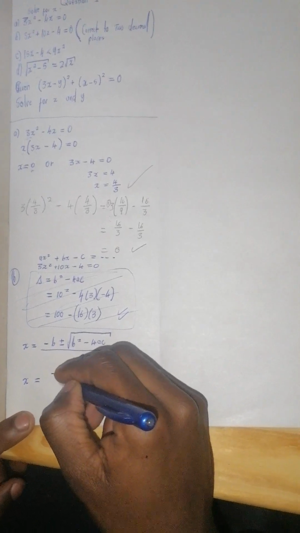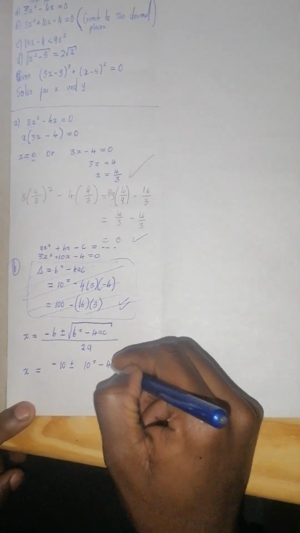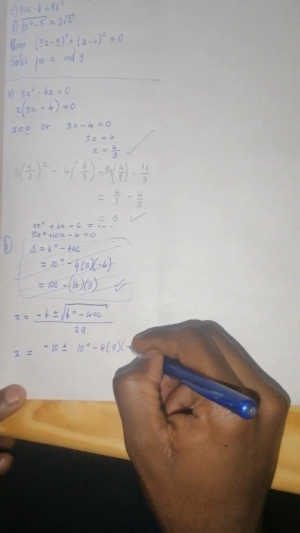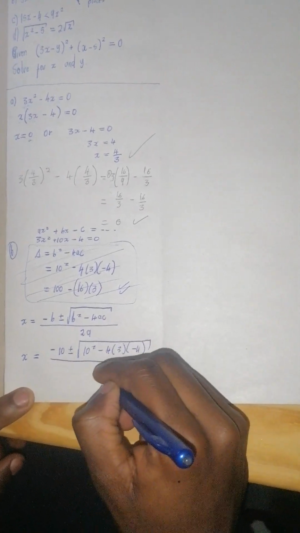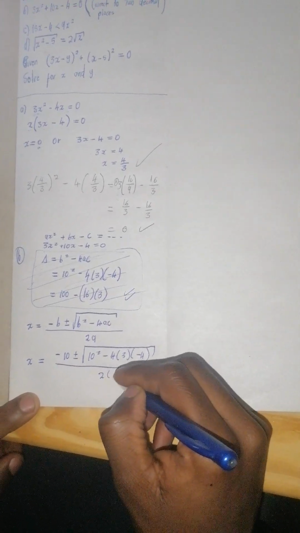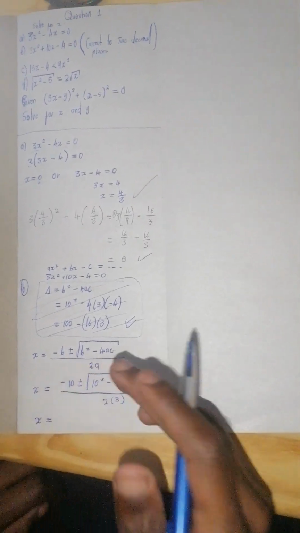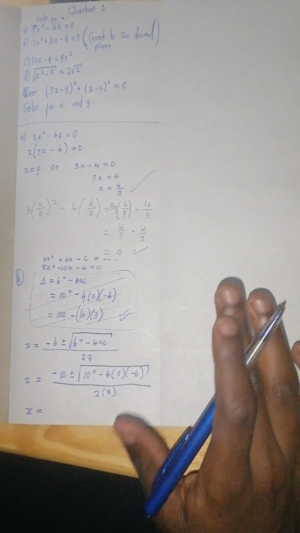Minus 10 plus or minus the square root of 10 squared minus 4ac, all divided by 2a. Then I can punch this in the calculator and get the x's. Let me pause this video and get a calculator, then I'll continue.